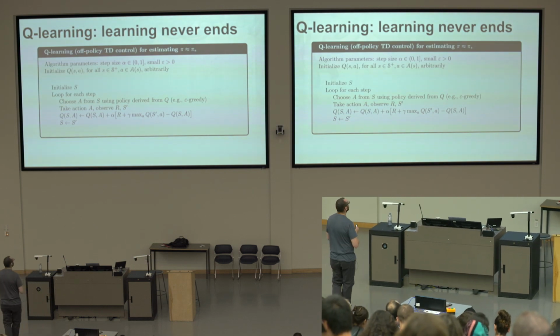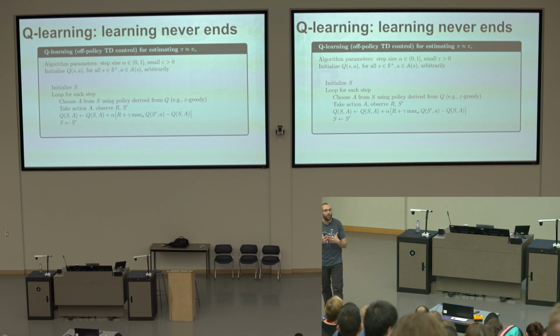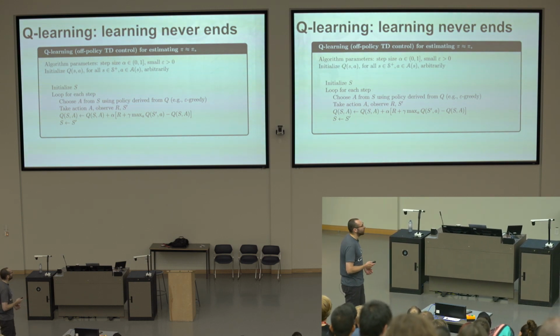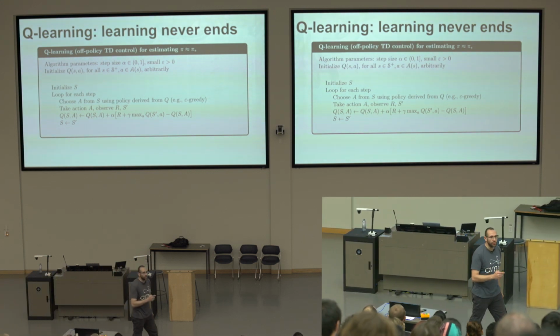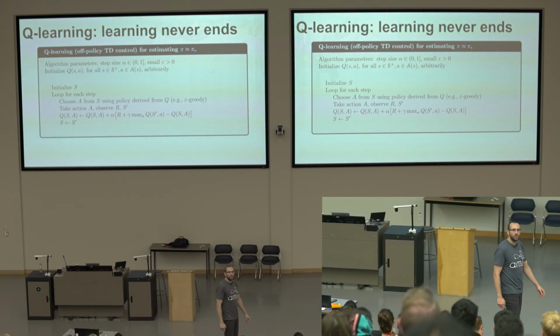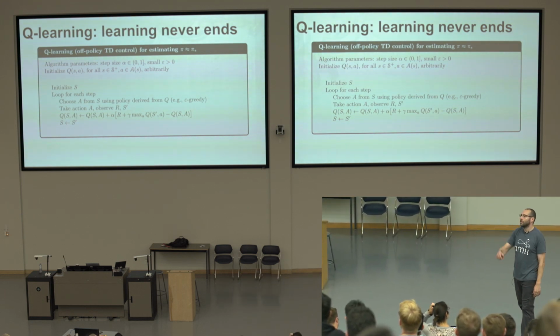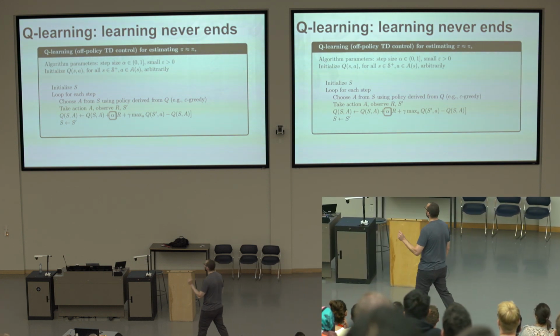So, non-stationarity: learning never ends. How does Q-learning deal with this horrible problem? Like I said, our examples are stationary, but usually our algorithms are not. So how does Q-learning deal with this problem? Anyone? It's one letter on this screen. Alpha, right? It's making small updates on every time step.